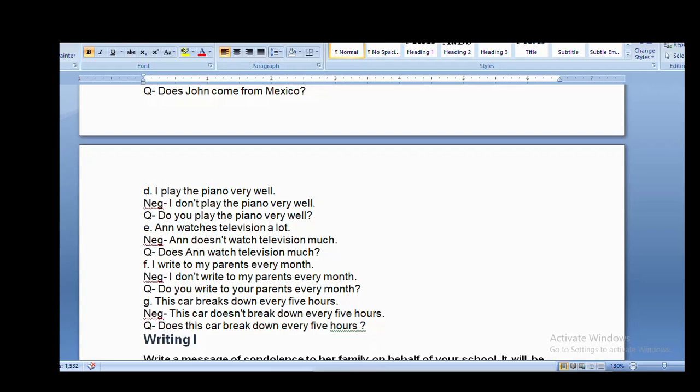This car breaks down every 5 hours. Negative, this car doesn't break down every 5 hours. And does this car break down every 5 hours is an interrogative sentence. Let's go to the writing section. And writing one.